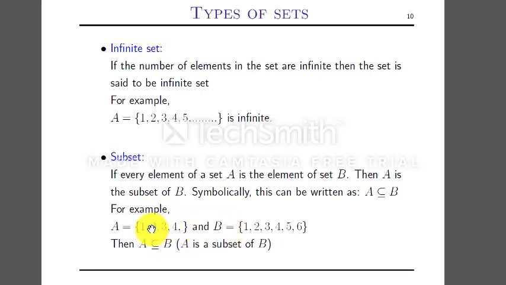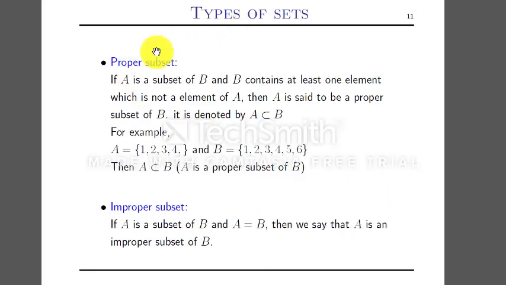So we can write that A is a subset of B, and symbolically we can write it as such because every element of A is contained in the set B. So A is a subset of B.